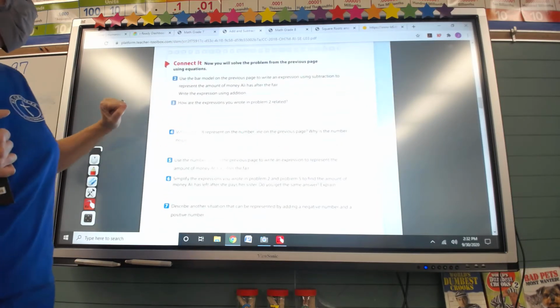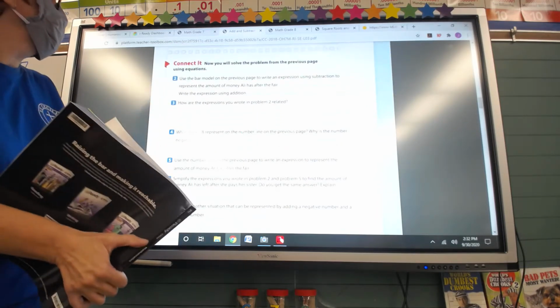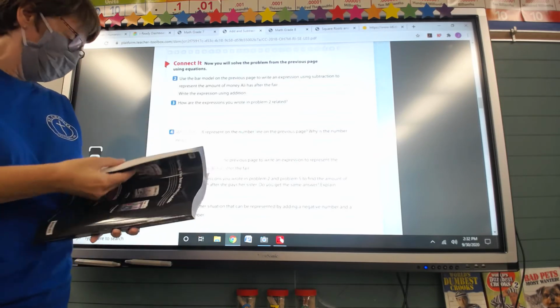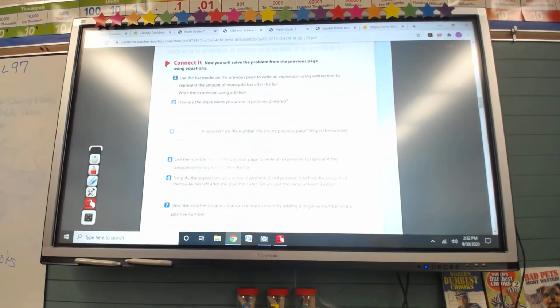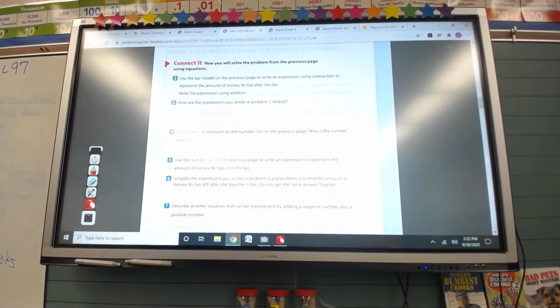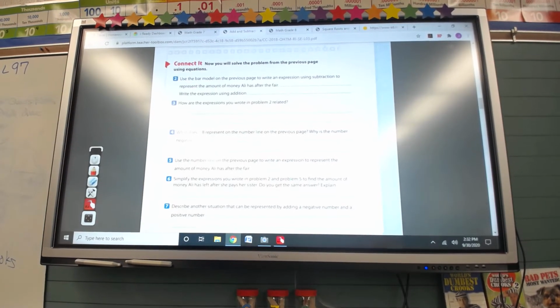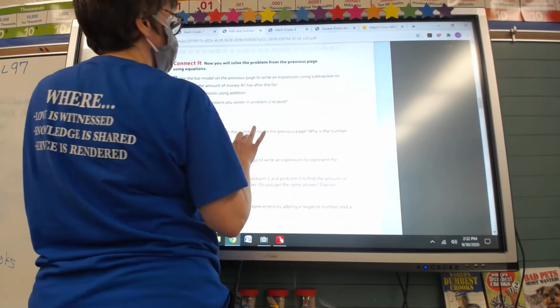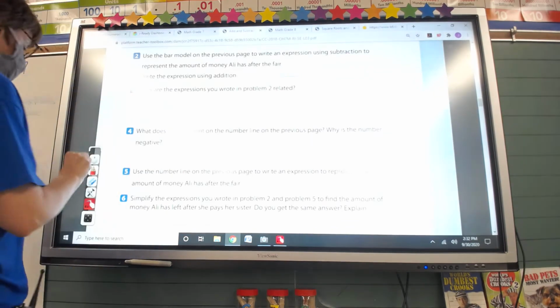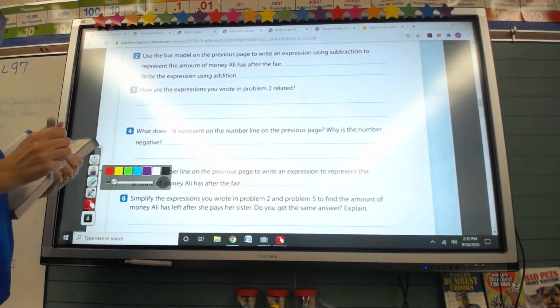Use the bar model to represent how much money she has after the fair. Hang on, it helps if I'm on the right page. Okay, let's check some answers. I'm just going to fill these in. So if you're at home, check. If you're here, check. If it's not right, fix it. Okay, here we go.